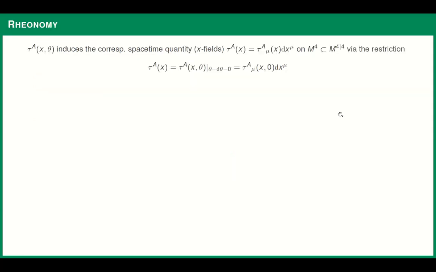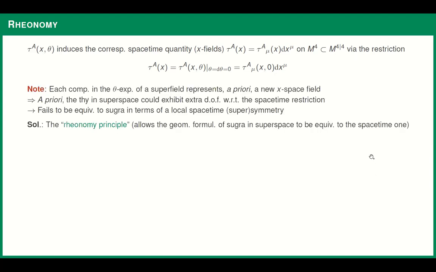Now the point is that when we work in superspace, we want to compare the theory to what we have on space-time. The superfields induce the corresponding space-time quantity written in this way, and there is a restriction: once we set theta equal to 0 for the superfield, we get its space-time restriction. In principle, when we write all the components in the theta expansion of the superfield, we have a priori new fields.